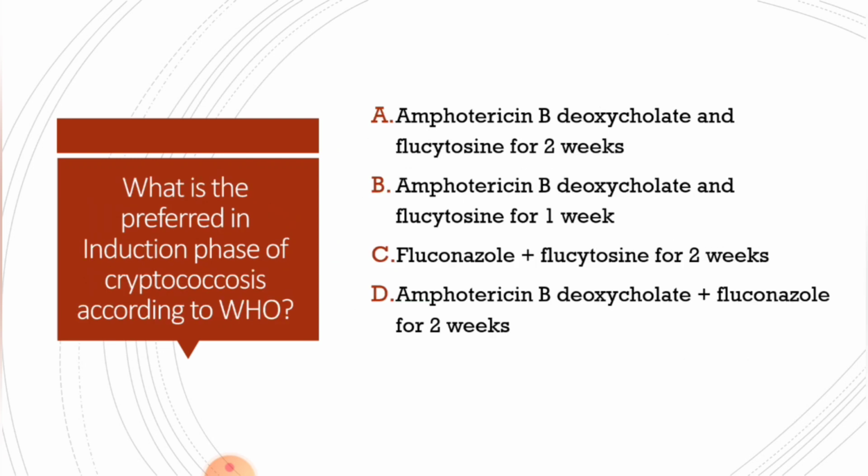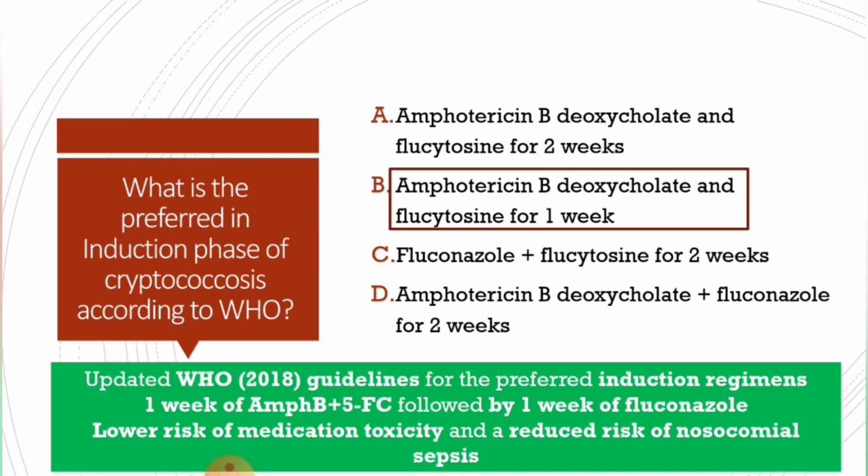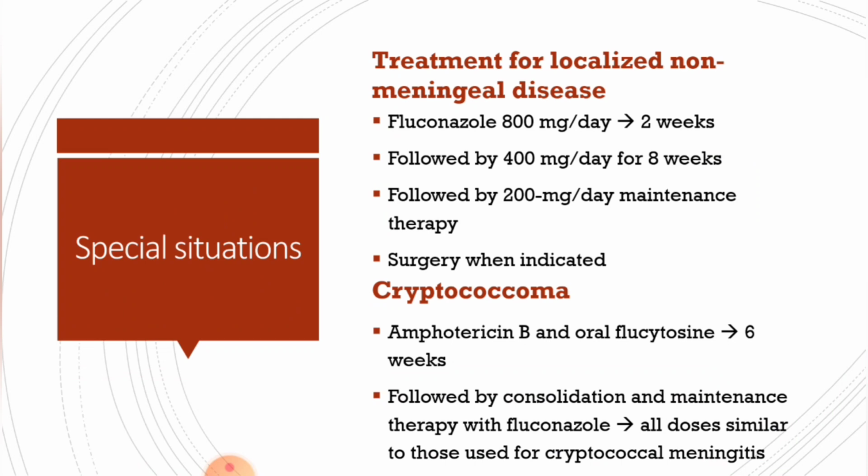So what is preferred in the induction phase of cryptococcosis according to WHO? Amphotericin B with flucytosine for 2 weeks, or amphotericin B with flucytosine for 1 week, or fluconazole with flucytosine for 2 weeks, or amphotericin B with fluconazole for 2 weeks. So it is amphotericin with flucytosine for 1 week. The updated WHO 2018 guidelines say that the preferred induction regimen is 1 week of amphotericin and flucytosine followed by 1 week of fluconazole. This will reduce the medication toxicity and also reduce the incidence of nosocomial sepsis.